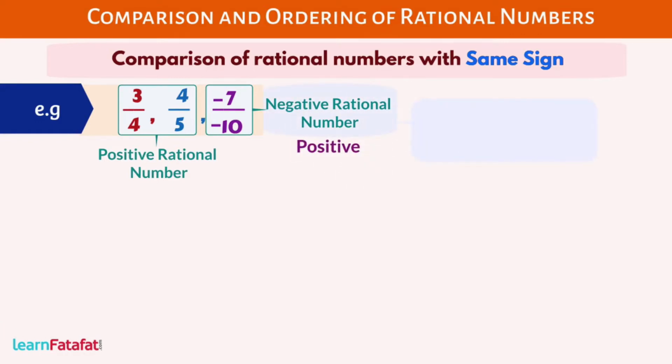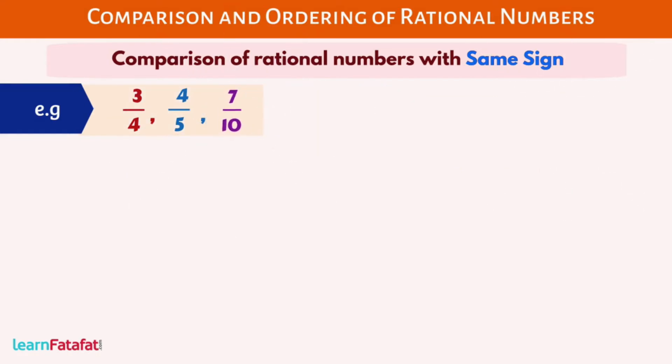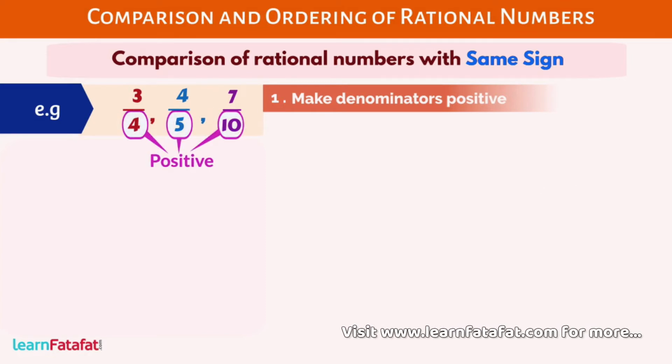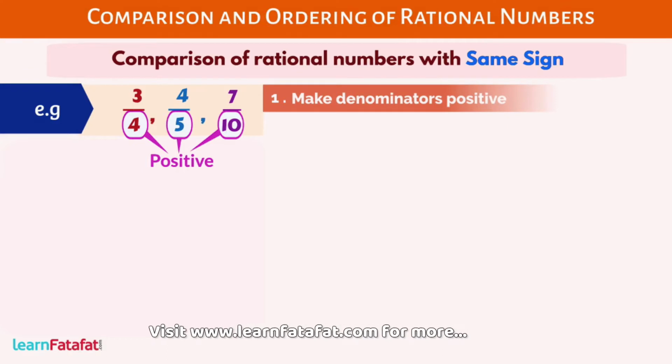It is because if we multiply numerator and denominator of minus 7 by minus 10 by minus 1, then we get positive rational number 7 by 10. So let's compare them. First we will check if the denominators of all numbers are positive. Yes, these are. If denominators are not positive, then always make them positive.